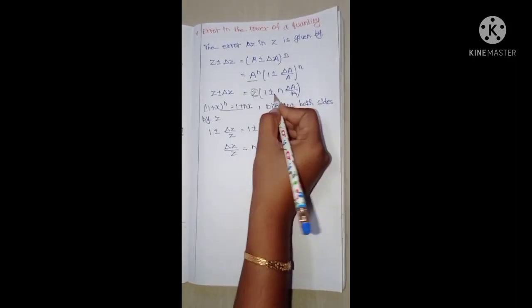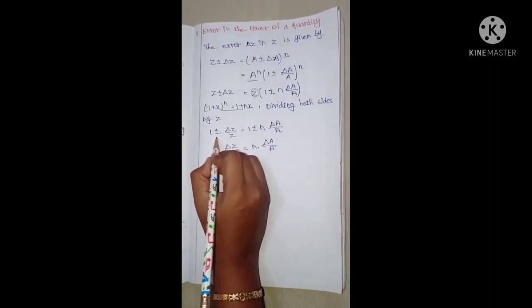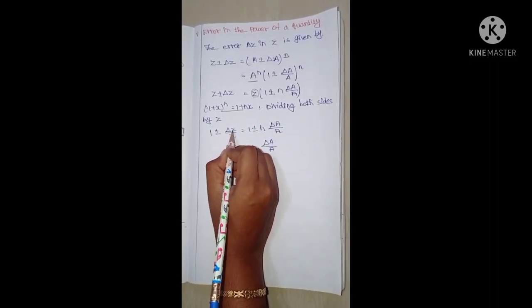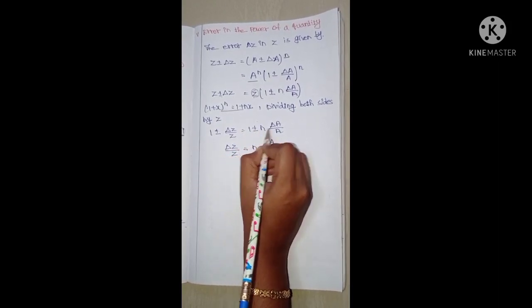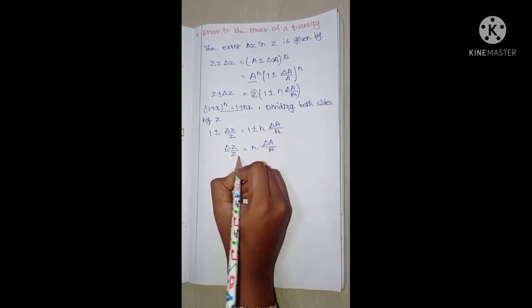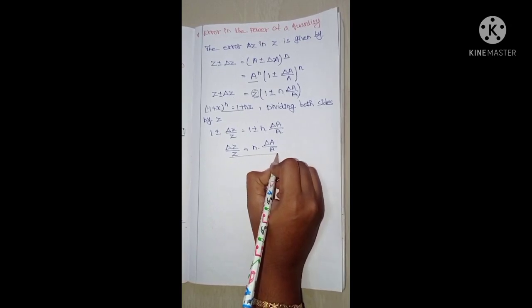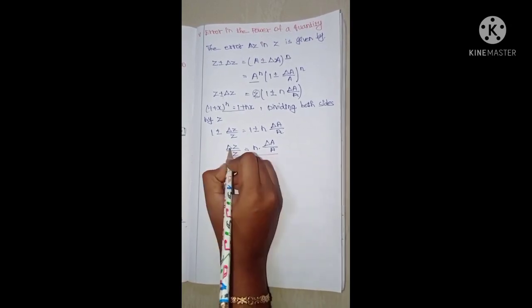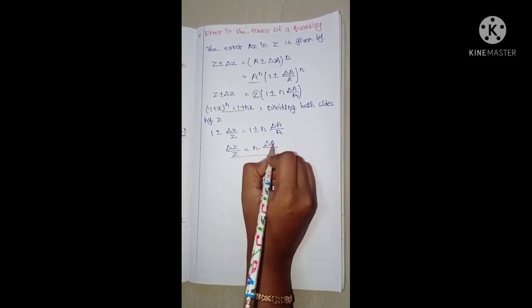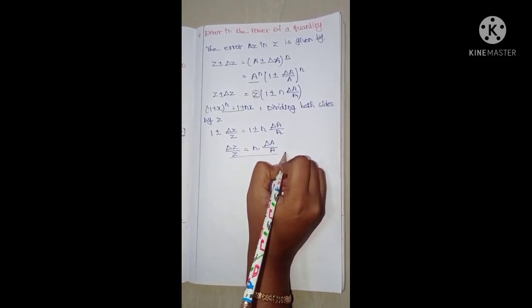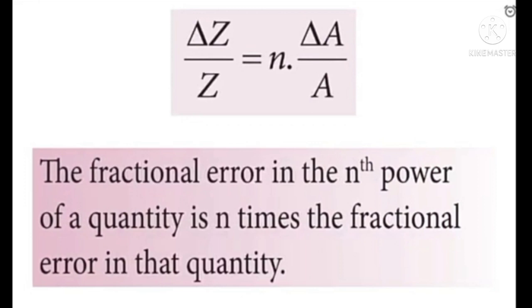Next, dividing both sides by z, we will get 1 plus or minus del z by z equal to 1 plus or minus n del a by a. And the final equation for error in the power of a quantity is del z by z equal to n dot del a by a. From this, the fractional error in the nth power of a quantity is n times the fractional error in that quantity.